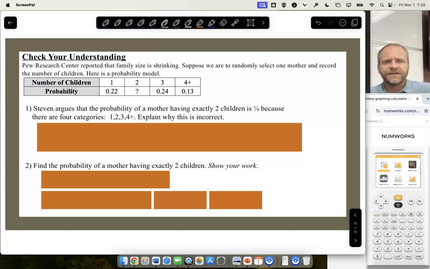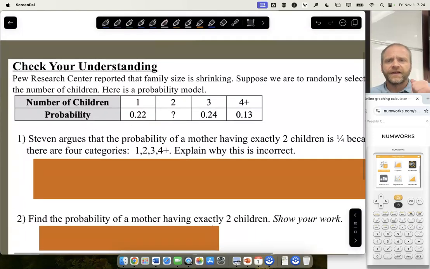And he's saying that because there's 4 categories here. There's either 1, 2, 3, or 4 more children. So he's thinking that each one has a chance of 25. And we can see in that table he's wrong.